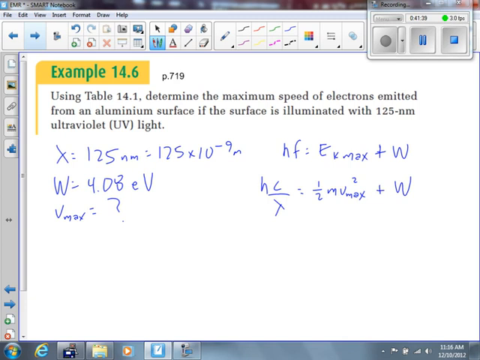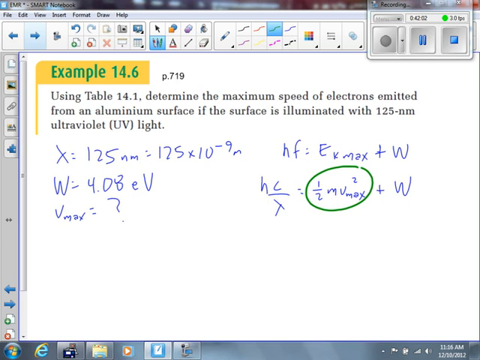Now, what do you notice about this problem? It uses 1/2 mv squared. We cannot use electron volts. We can't. We have to use joules in this question. Okay, if you're confused by that at all, again, just always use joules because it always works.